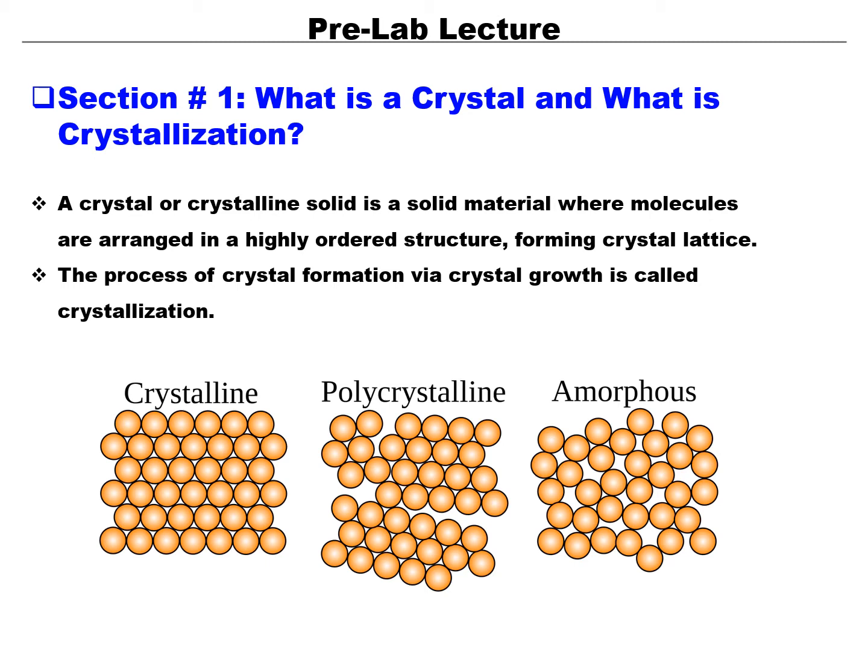Whereas there is also a group of compounds where the molecules in each group are ordered, but overall the compound has some irregularities, and that we call a polycrystalline compound.